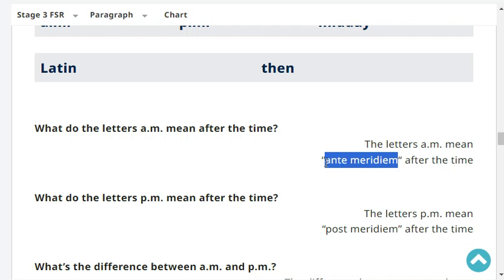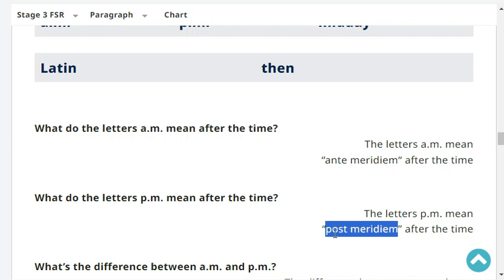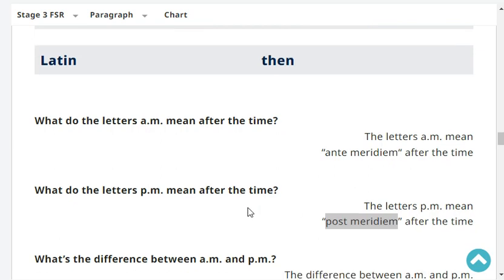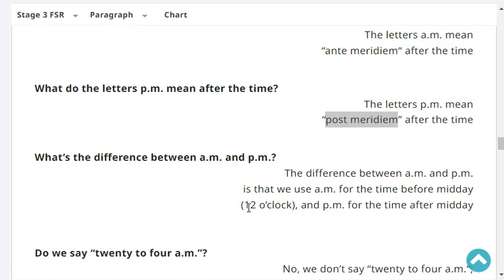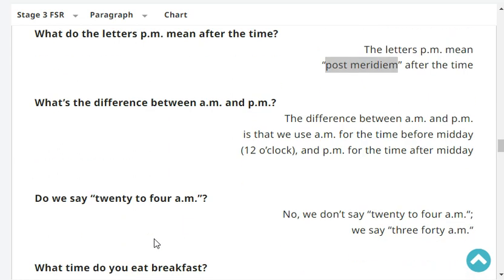The letters AM mean antemeridium, after the time. Very good. What do the letters PM mean after the time? The letters PM mean post meridium, after the time. So that's a Latin word. Okay, next. What's the difference between AM and PM?